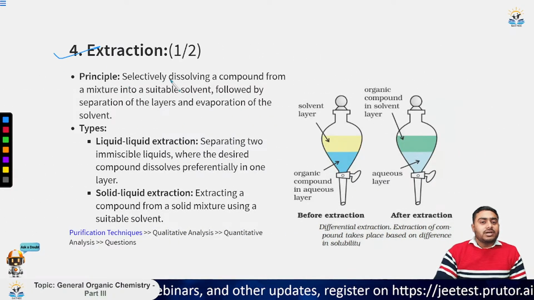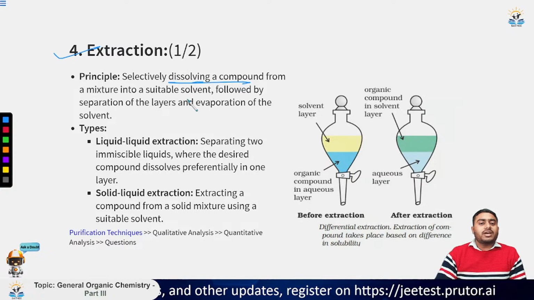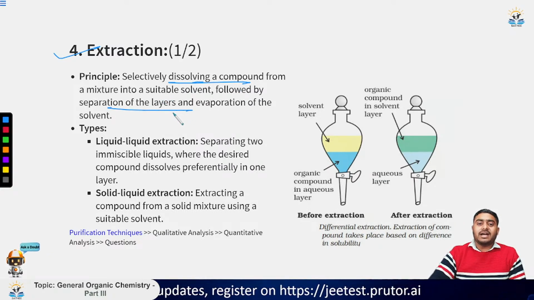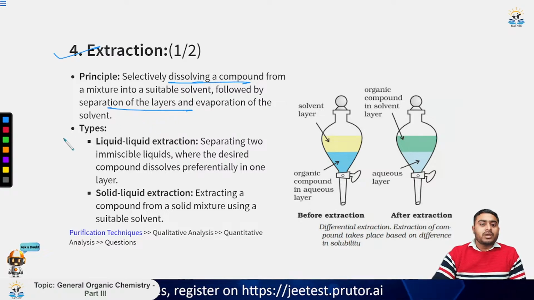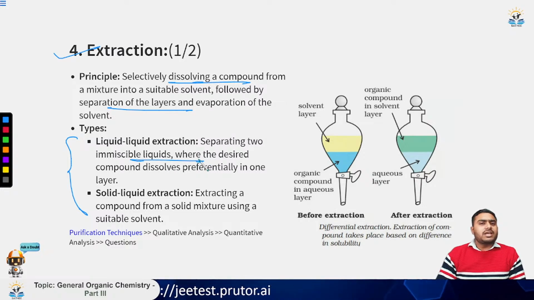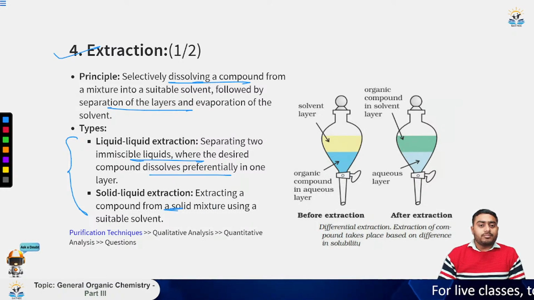Next is extraction process. What is the principle? Selectively dissolving a compound from a mixture into a suitable solvent, followed by the separation of the layers and evaporation of the solvent. Types like liquid extraction and solid liquid extraction. Separating two immiscible liquids like oil and water, you can separate them with the help of this separating funnel. You can see where the desired compound dissolved preferentially in one layer. Solid liquid extraction, extracting a compound from a solid mixture using a suitable solvent.